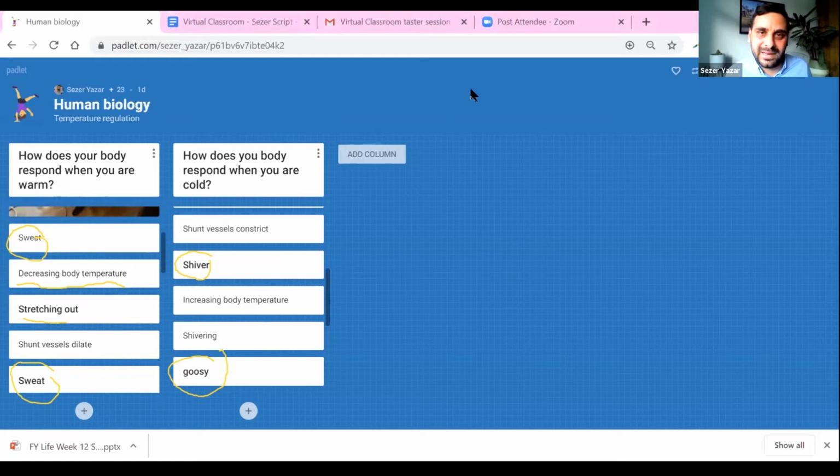Okay, so it looks like we have an understanding of what the body can do regarding those different conditions. So thank you so much for those contributions. Feel free to keep adding to that if you like.